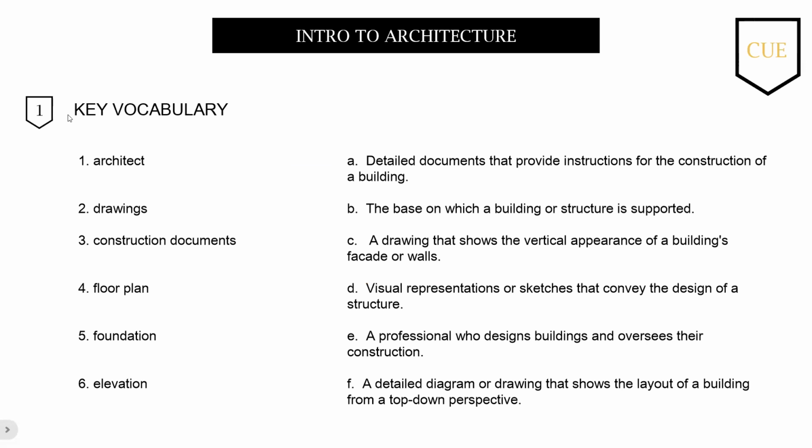Start with key vocabulary. Number 1, architect. Number 2, drawings. Number 3, construction documents. Number 4, floor plan. Number 5, foundation. Number 6, elevation. I will give you about 1 minute to read the definitions on the right and match the letter with the number. So go ahead and pause the video, and we'll be back to go over these.